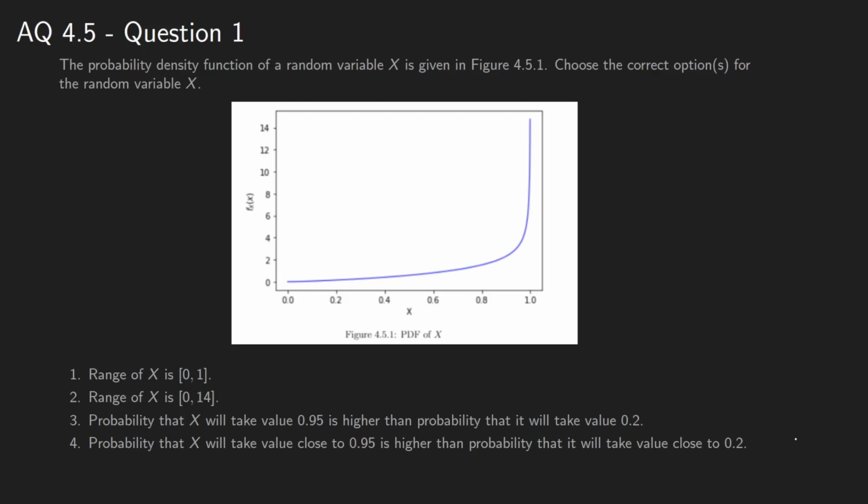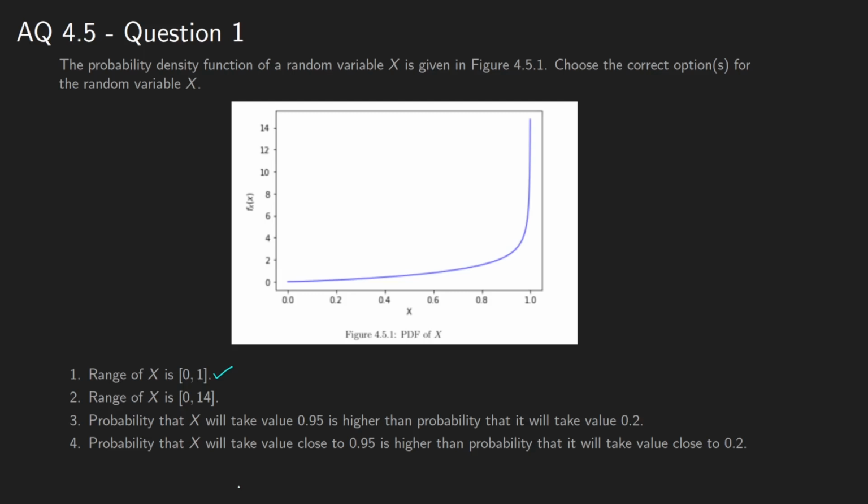Yes, that is correct, because the random variable x has non-zero PDF in this range, right? So whenever we are asked to find the range of a continuous random variable, we see at all the points where the PDF has non-zero value, and that is the range of a continuous random variable. So in this case, the first option would be correct.